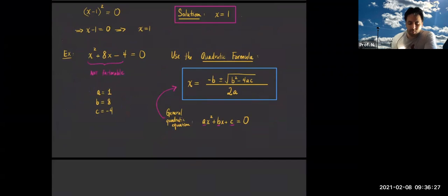So we know a equals 1, b equals 8, and c equals -4. Now all we do is plug in. So plug in the values into the quadratic formula.